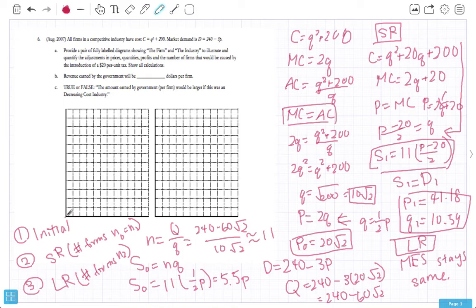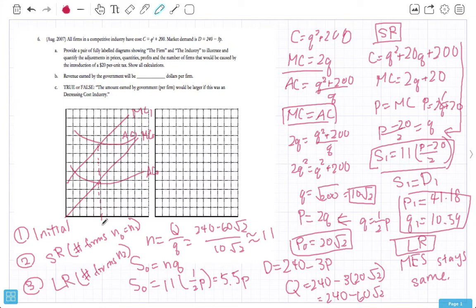So you would have your marginal cost curve, upward sloping. You have your MC0, which is here, 2Q. And then now you have your new MC, 2Q plus 20, right? And then you have your average cost curve going like this, AC0, and then your average cost curve going like this. And then in the long run, this would be AC1.